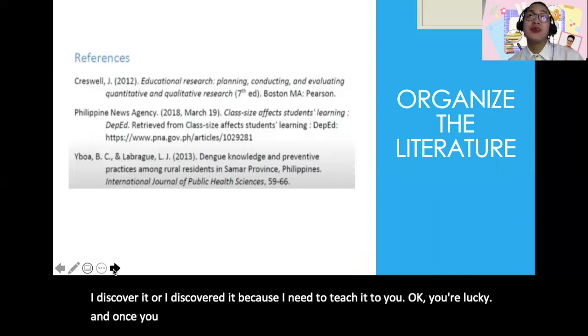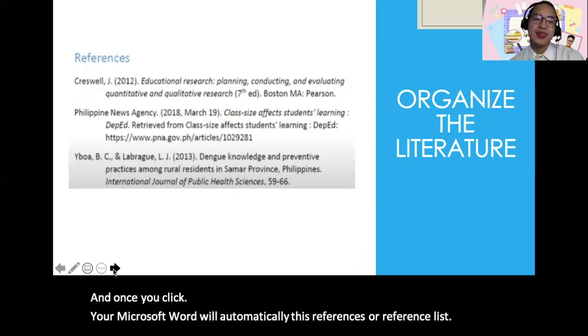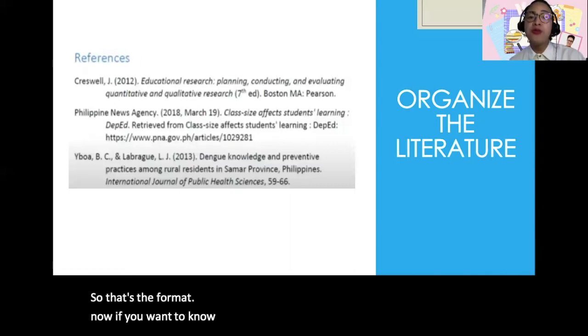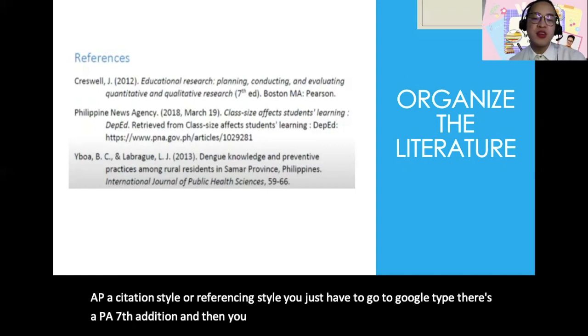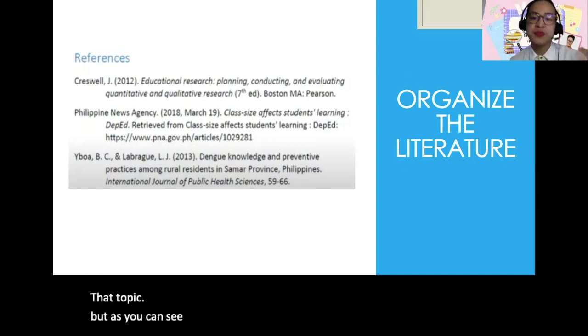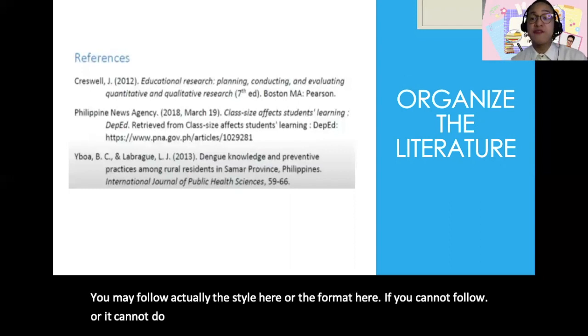And once you click OK, your Microsoft Word will automatically generate the reference list. Okay, so that's the format. Now, if you want to know more about APA citation style or referencing style, you just have to go to Google, type APA 7th edition, and then you will find a lot of discussions on that topic. But as you can see here on my screen, you may follow the style or the format here if you cannot do it using your Microsoft Word.